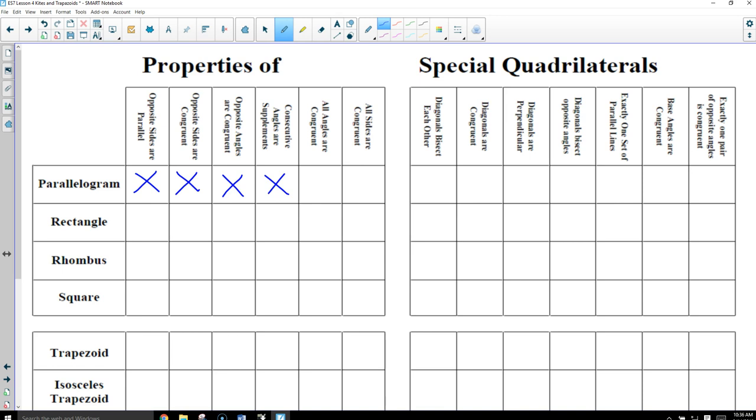Are all sides congruent? No. Do the diagonals bisect each other? Yes, they do. Are the diagonals congruent? Not for a parallelogram. Are the diagonals perpendicular? No. Do the diagonals bisect opposite angles? No. Is there exactly one set of parallel lines? No. Are the base angles congruent? A parallelogram doesn't have base angles, so no. And is there exactly one pair of opposite angles congruent? No. So go through the other shapes and mark down the things that are true for that shape.